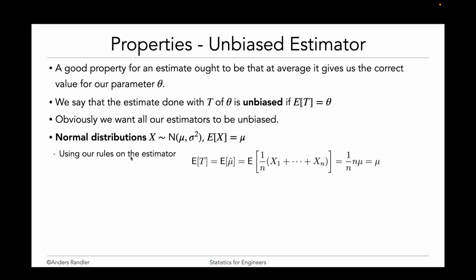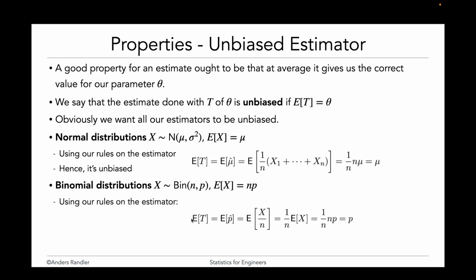And using our rules on the estimator, if we now take the expected value of our estimator, which is mu hat, the mean value, we can calculate that because each and every one of these has the expected value of mu, and we have n of them, so n times mu times 1 divided by n. So yes, we get the actual value back that we wanted. So this is unbiased.